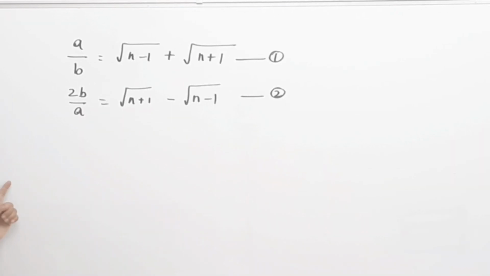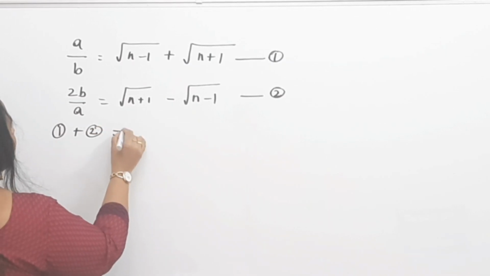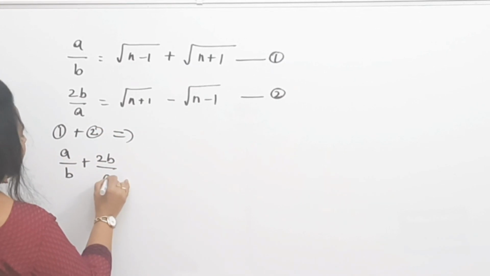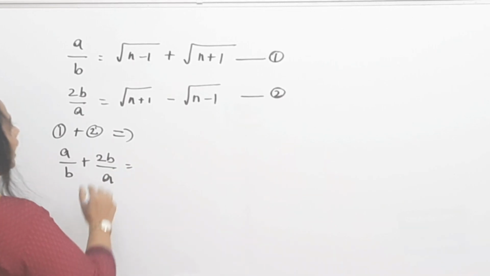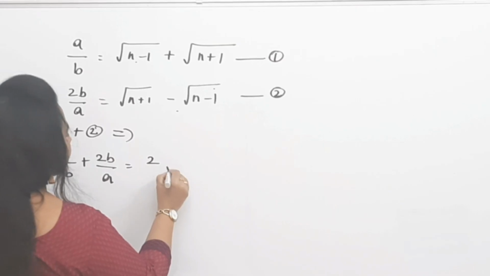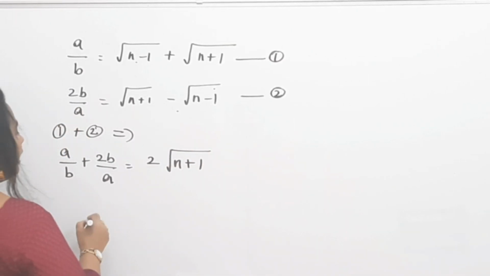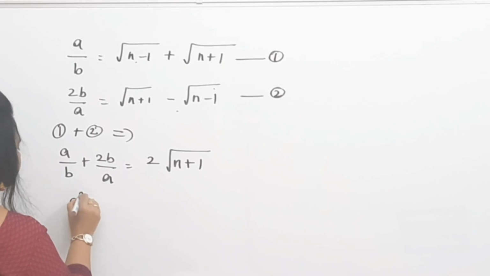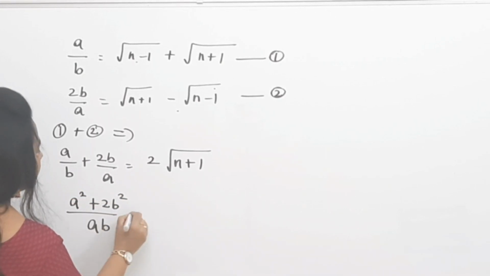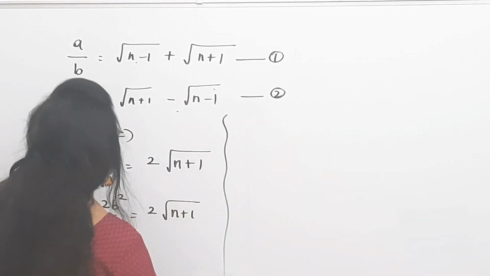So now I will add equations 1 and 2. So 1 plus 2 implies a by b plus 2b by a is equal to, when I add these, this and this get cancelled. So I'm left with 2 root of n plus 1. And I further simplify this: a square plus 2b square divided by ab is equal to 2 root n plus 1. This is by adding.